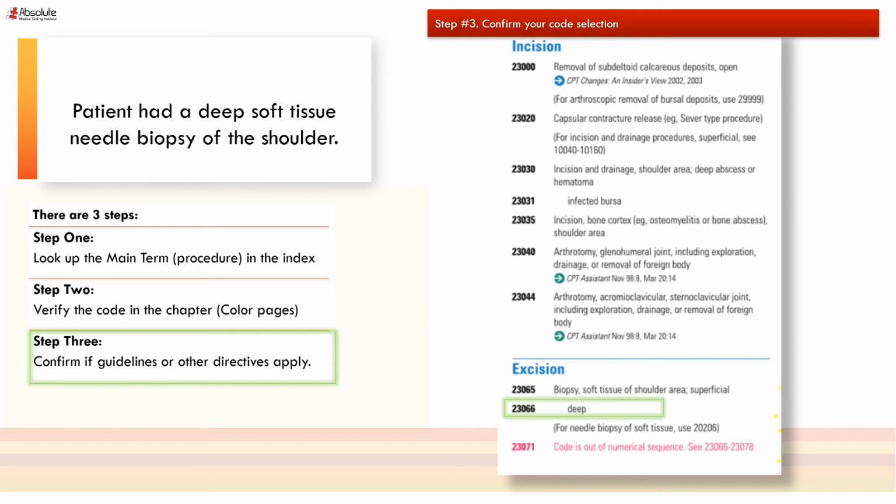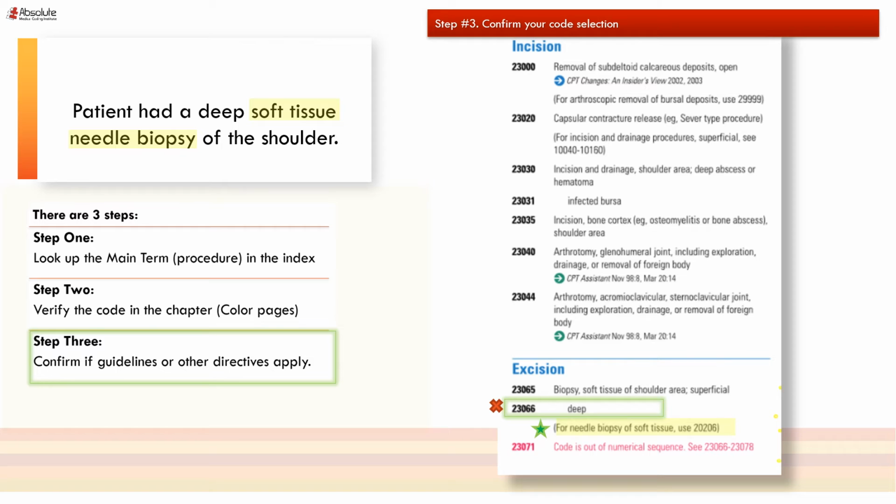So looking at 23066, there is a parenthetical guideline underneath this code that says for needle biopsy of soft tissue, use 20206. Uh-oh, okay, so I see in my scenario that it says needle biopsy. Our parenthetical guideline is directing us to use 20206 if this is for a needle biopsy. In this case, it is. So that means that 23066 cannot be our code, correct? So now we have to go to 20206.